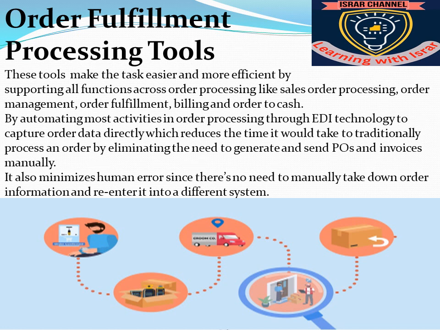Another very important tool we use in supply chain management is order fulfillment processing tools. These tools make tasks easier and more efficient by supporting all functions across order processing like sales order processing, order management, order fulfillment, billing, and order to cash, and by automating most activities in order processing through EDI technology to capture order data directly, which reduces the time it would take to traditionally process an order by eliminating the need to generate and send POs and invoices manually. It also minimizes human errors since there is no need to manually take down order information and re-enter it into a different system.